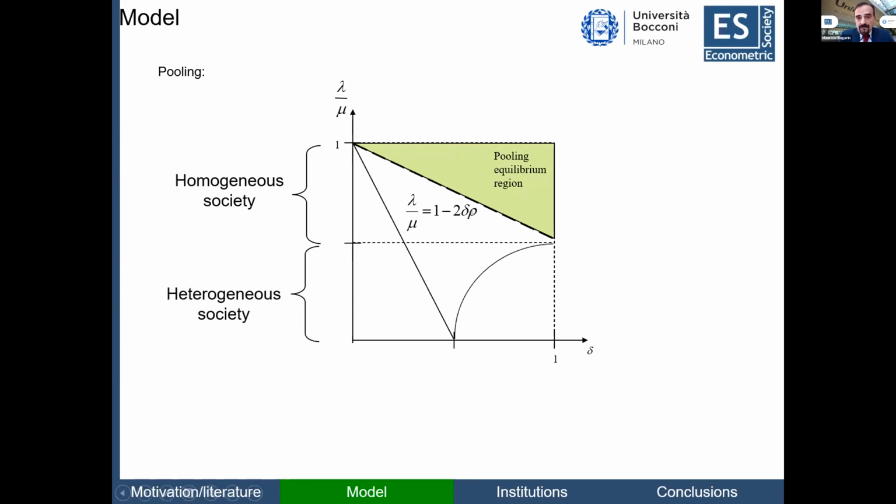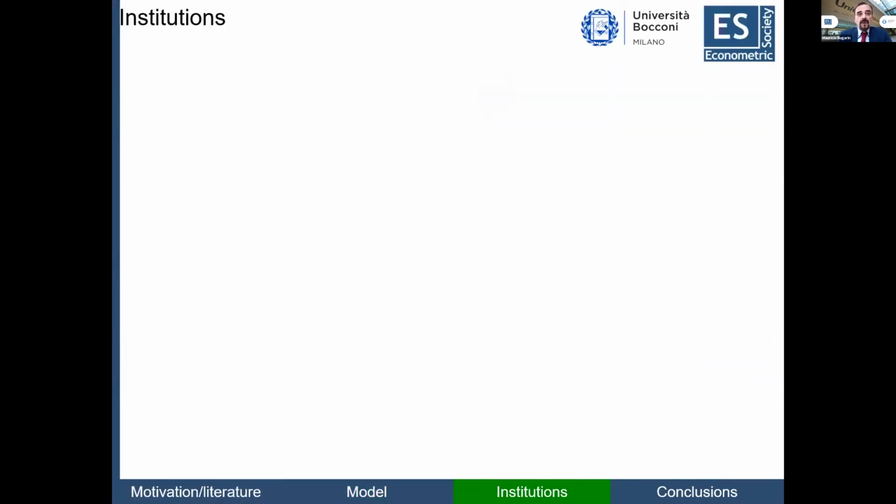And of course, there is a role for credibility here. Rho is the ex-ante expectation of the central banker being strong. The bigger rho, the higher this area, but it would still never reach 1/2. So those are the main results.